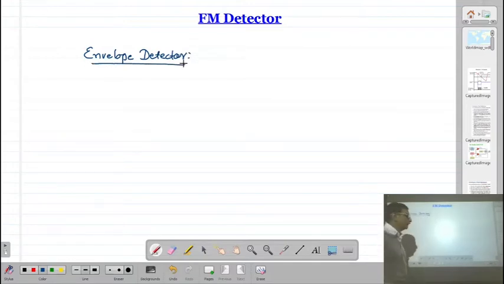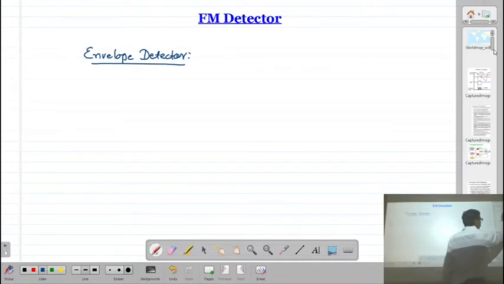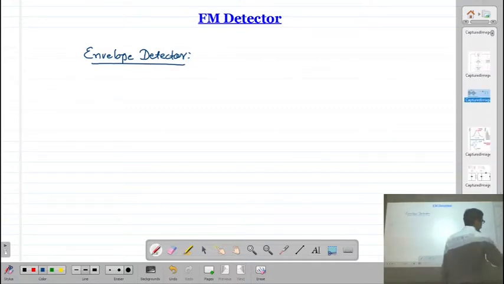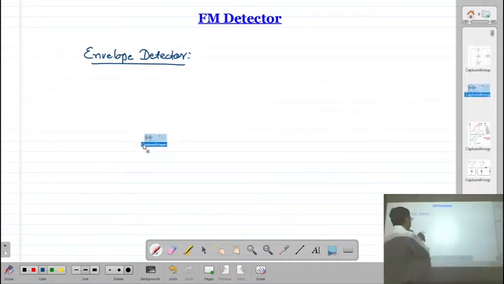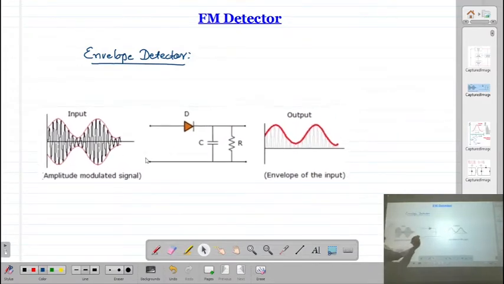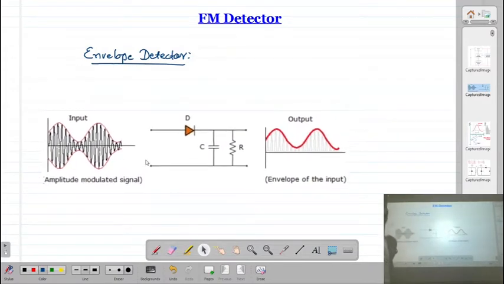If you look at the circuit diagram, it is like this. It is a simple circuit with only one PN junction and a filter circuit. At the input of this envelope detector, we are applying a modulated signal, that is, an amplitude modulated wave.